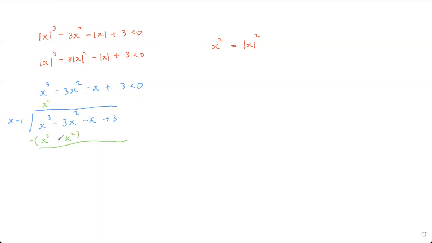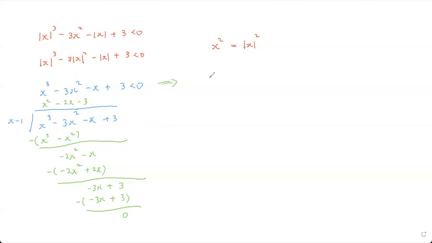Negative 3x squared minus x squared is negative 2x squared. Minus x, so this is negative 2x. So this gives us negative 2x squared plus 2x, and we subtract that. Negative x minus 2x is negative 3x, plus 3. Multiply this by negative 3, we get negative 3x plus 3, which is good, because we're going to get a remainder of 0. If you don't, then something is wrong. We should get 0, because x minus 1 is a factor. So I know that the other quadratic factor is x squared minus 2x minus 3.